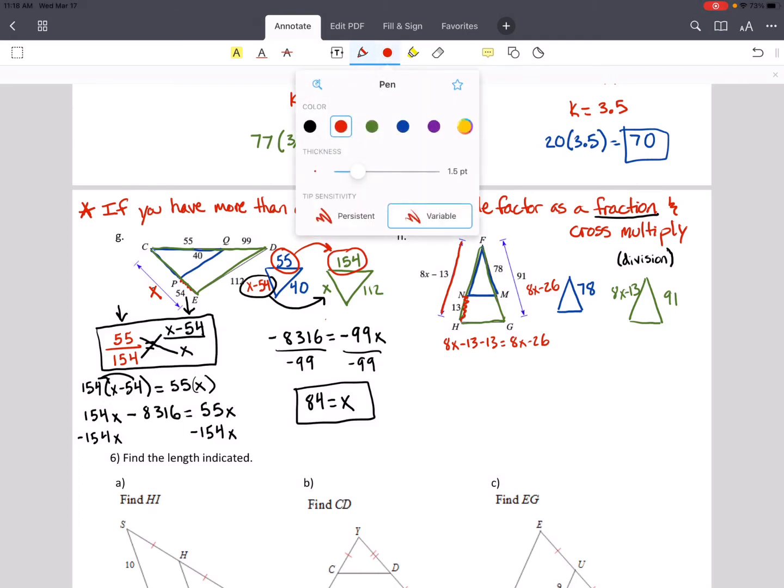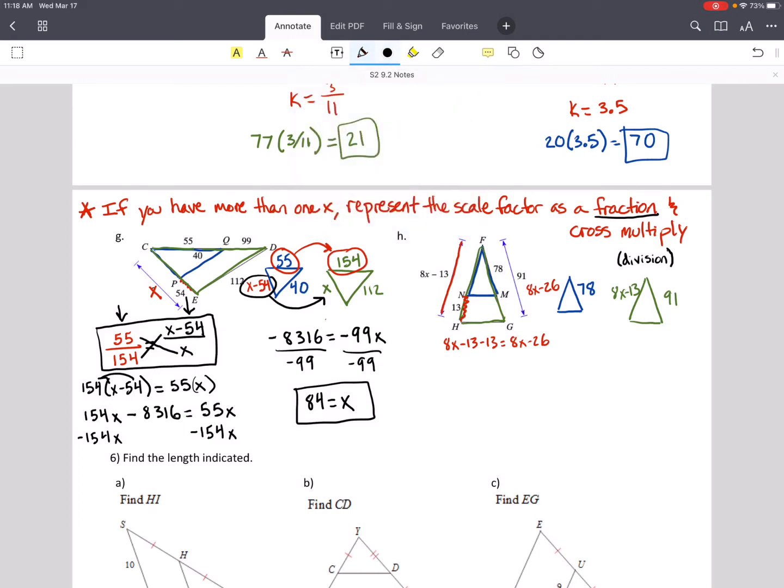Once again, we are now going to represent our scale factor as a fraction because I have multiple x's going on. I have an x in my blue triangle and an x for my green triangle. So let's say this time we're going to go green to blue because last time we went blue to green, so why not switch it up? So I can go 91 to 78. So I can say 91 over 78.